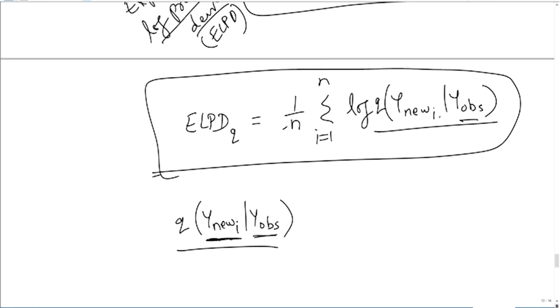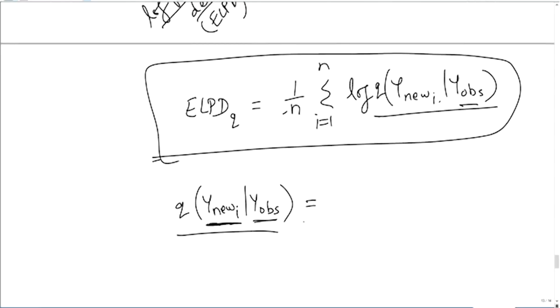So this is, in a way, you are trying to calculate the likelihood of observing this new data point y nu i given some particular parameter values, such that those parameter values are coming from the posterior distribution of the model when the model is trained on y obs, right. So, there is a way to calculate this.